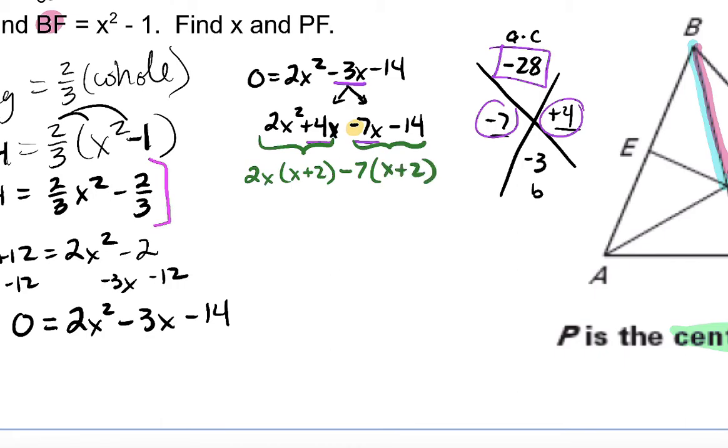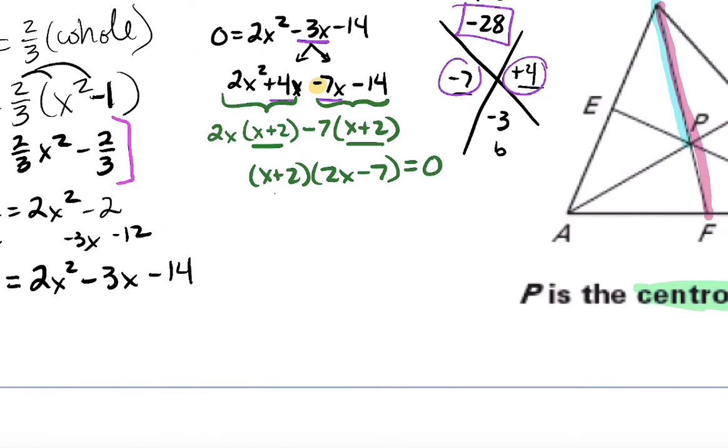If I did not take out the -7, I would have had -x minus 2, and it wouldn't match this set. You want those two parenthesis sets to match. Next, I'm going to factor out this parenthesis quantity of x plus 2, which will leave me with 2x minus 7. And we are still having that equal to 0 now that we have factored it.